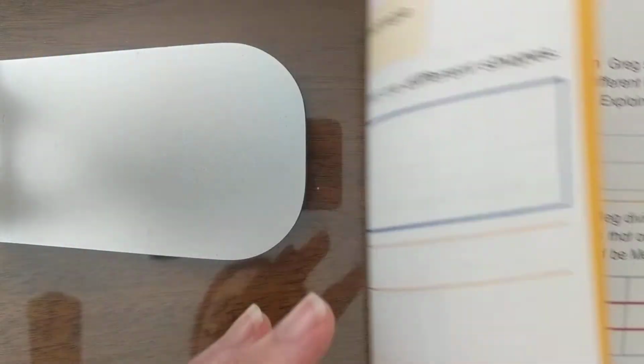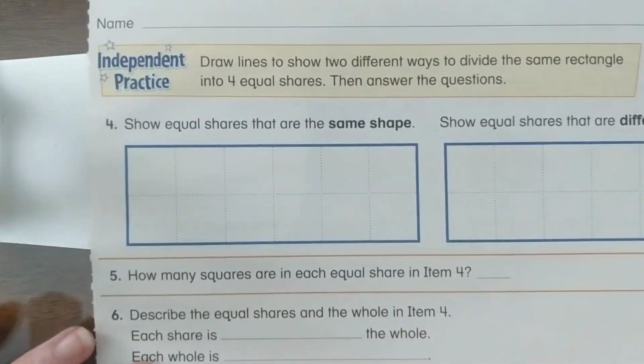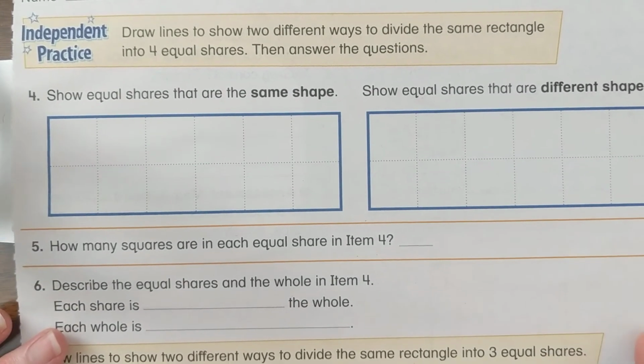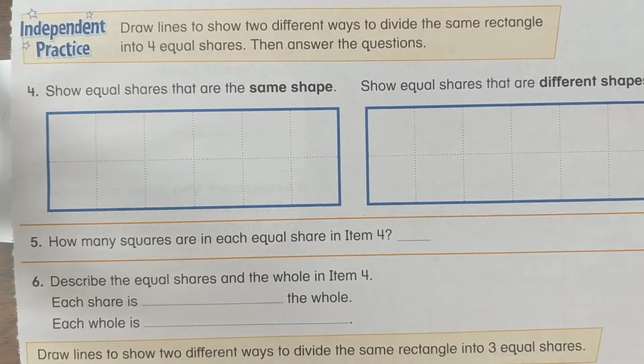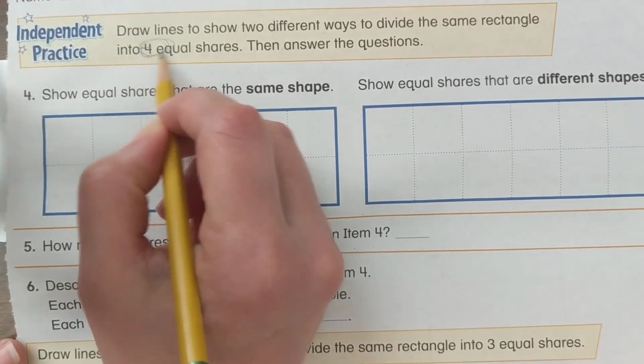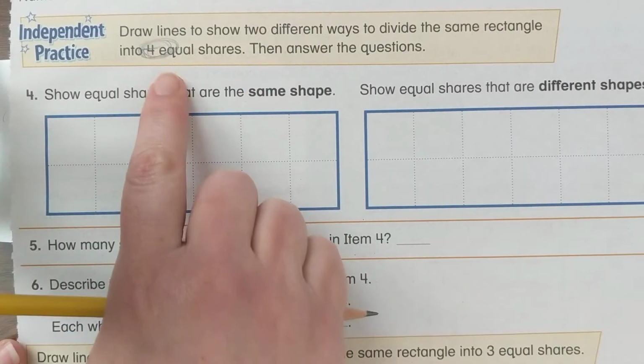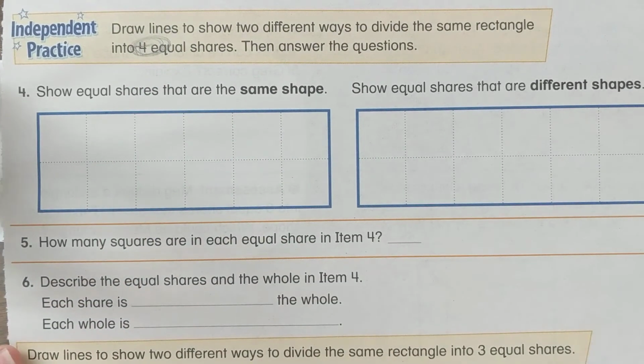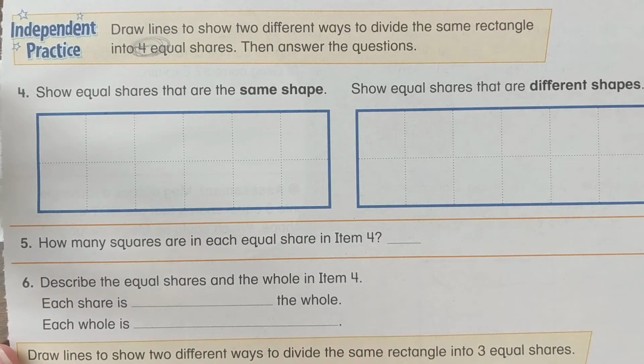Is that the right number? Oh, I had my paper upside down. There we go. Number 4. We need to go ahead and draw lines to show 2 different ways to divide the same rectangle into 4 equal shares. So look at the directions carefully. We don't need 2 shares this time. This time we need 4 equal shares. 4 people are sharing it.